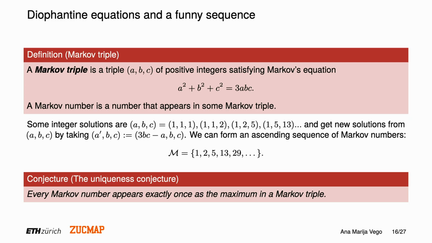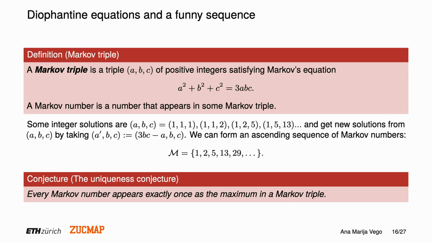So a Markov triple is a triple of positive integers which satisfies this equation, a squared plus b squared plus c squared equals 3abc. And we say that a Markov number is a number which appears in some Markov triple. So the fact that they have so many Markovs, and they all have names, already tells you it's quite important.